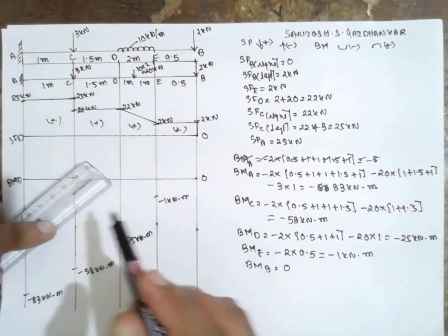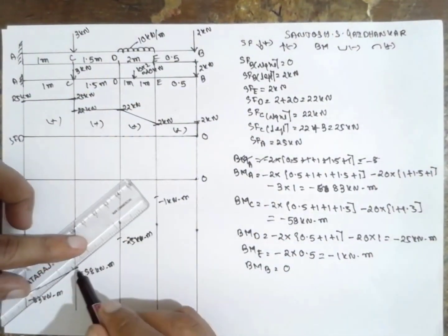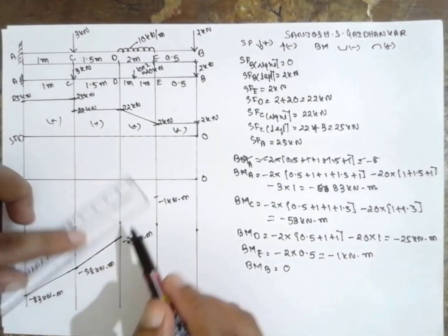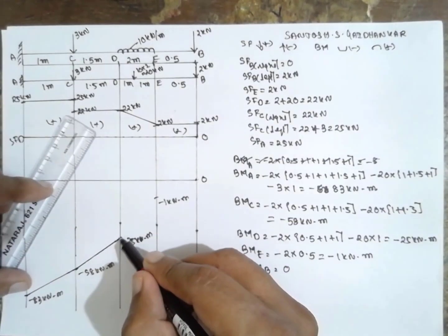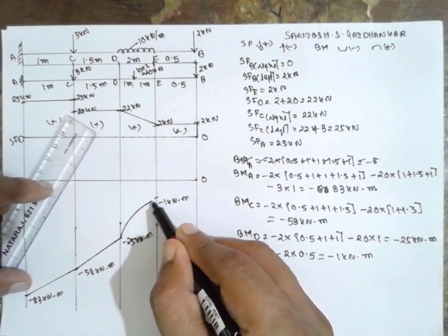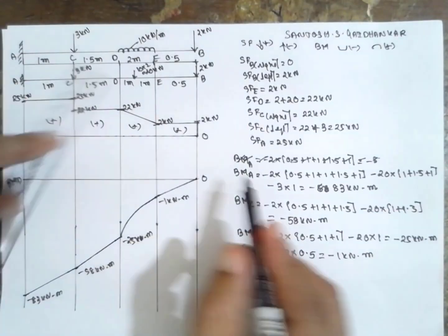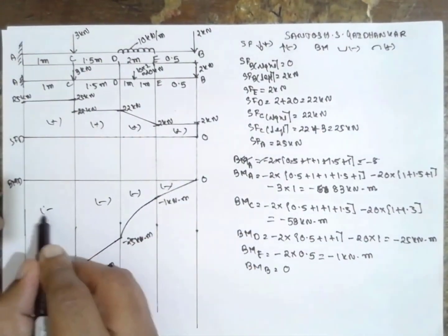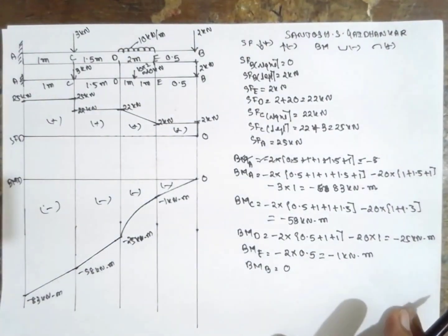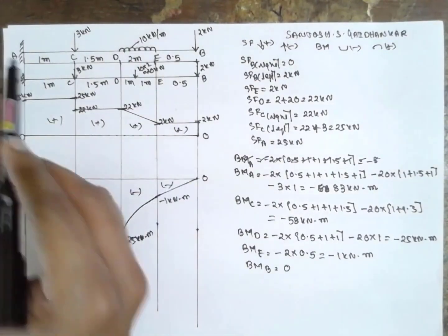Now here there is no UDL, straight line. Again there is no UDL, straight line. There is a UDL, parabola. Again there is no UDL, straight line. Negative, negative, negative, negative. In this way you have to solve the problem by converting the UDL into a point load for the cantilever beam.